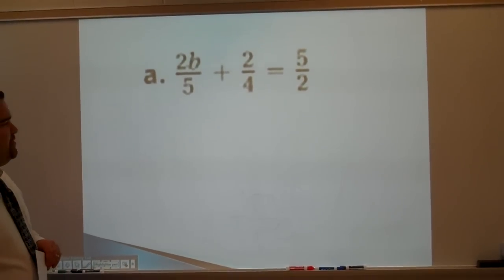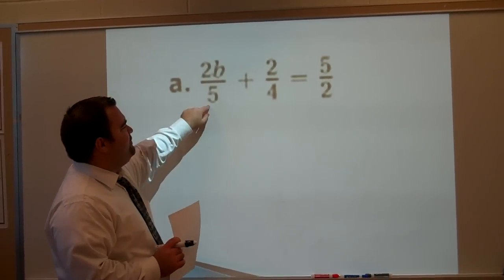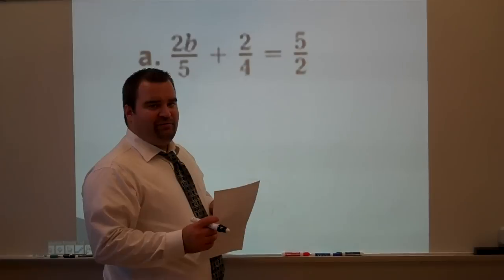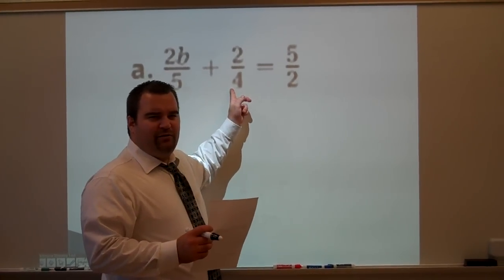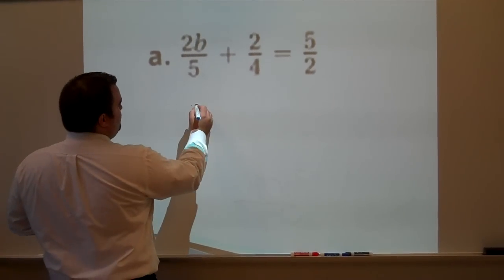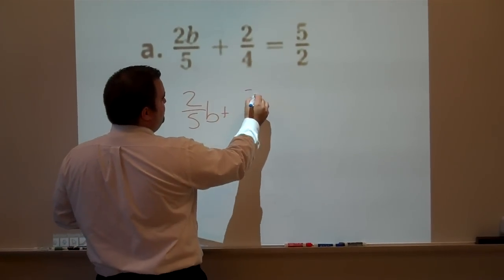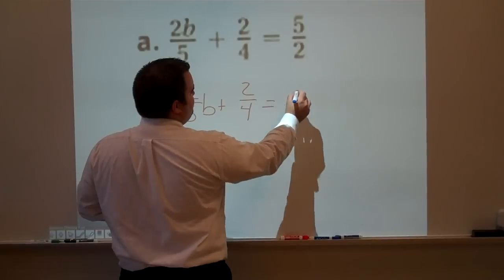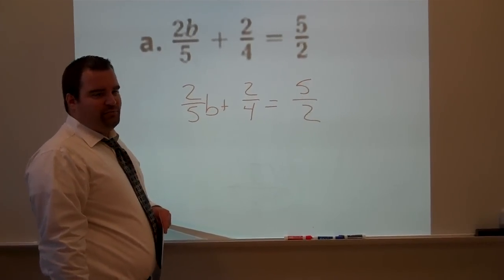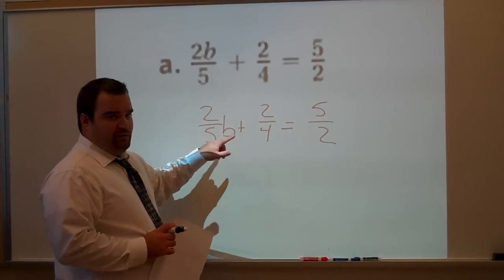Let's try the ones at the bottom of your page. It's a little blurry, but you can see it. It's on the bottom of page 105. 2b over 5 plus 2 over 4 equals 5 over 2. Why didn't your book just write 1/2 here? Two over 5b plus 2 over 4 equals 5 over 2. Yikers. These fractions look pretty scary. Least common multiple between 5 and 4. 20.